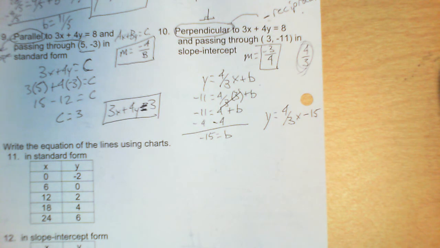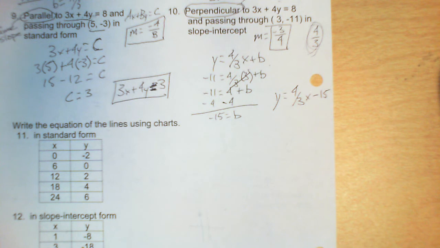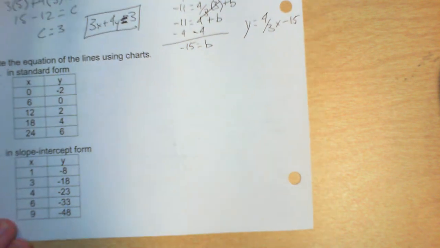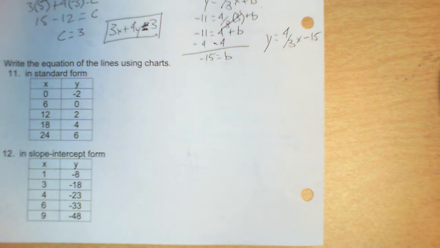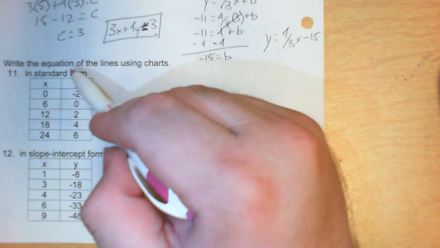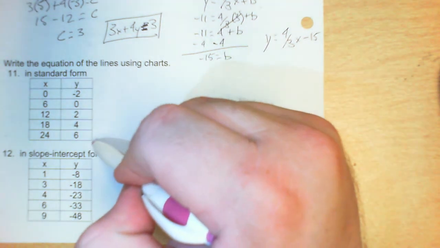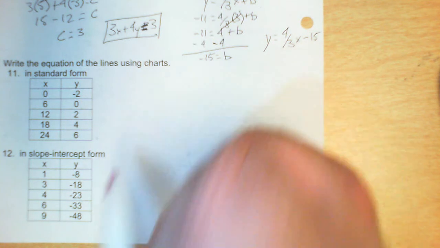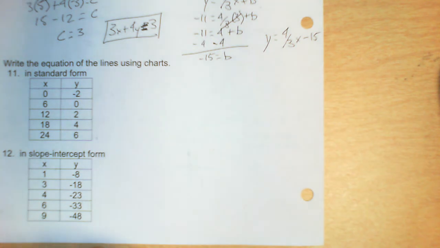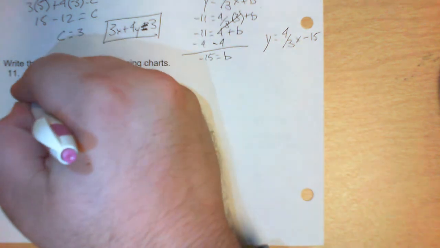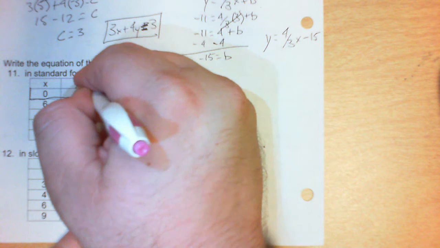Okay? So now, for the final two problems, they give us a chart of points. And we're going to take these points and make two different equations, obviously. For the first one, it's going to be in standard form. For the second one, it's going to be in slope-intercept form. Okay? So first thing, what do I notice about this set of points right here?